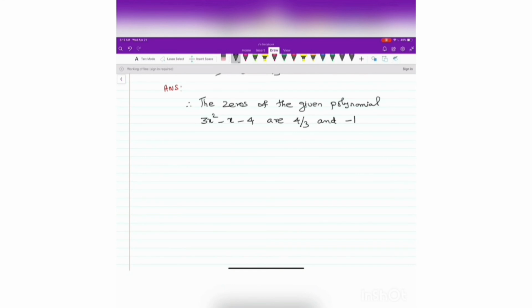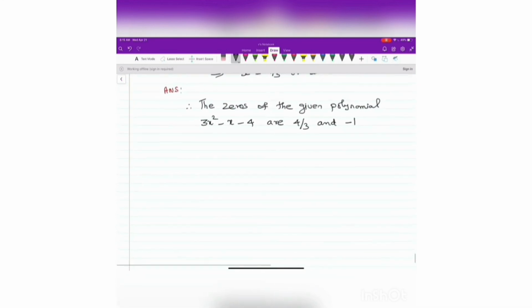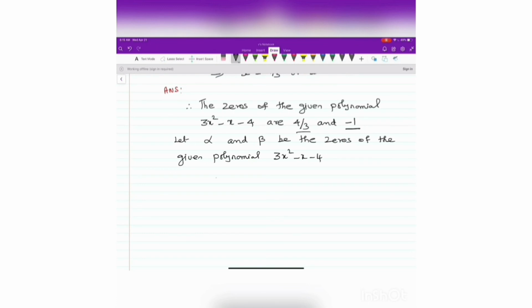Now let us do the second part. Let alpha and beta be the zeros of the given polynomial 3x square minus x minus 4. So already we got the zeros as 4 by 3 and minus 1. So I can take alpha as 4 by 3, beta as minus 1.